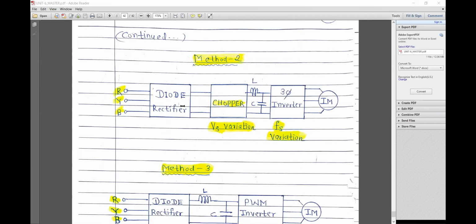In a diode rectifier, it is not possible to vary the output DC voltage because there is no concept of alpha here. So phase angle control is not possible in this system. The diode rectifier outputs a constant DC input. A chopper will convert DC into variable DC, and variable DC will be converted into three-phase. So in method number 2, Vs variation is brought about by the chopper, and Fs variation is brought about by the inverter.